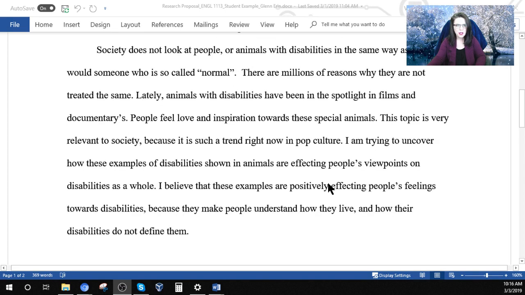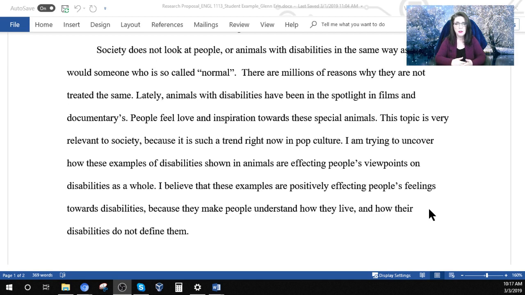I am trying to uncover how these examples of disabilities shown in animals are affecting people's viewpoints on disabilities as a whole. I believe that these examples are positively affecting people's feelings towards disabilities because they make people understand how they live and how their disabilities do not define them.